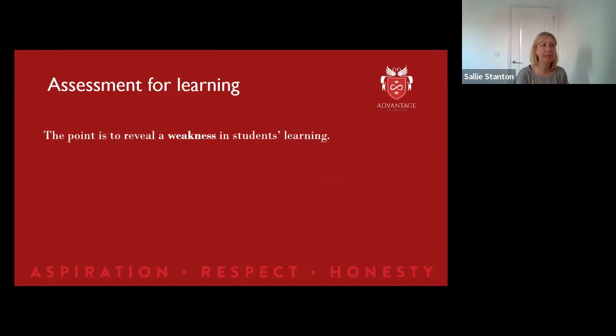So assessment for learning. The point of assessment for learning is to reveal a weakness in students' learning. It's not just different strategies, it's not just different timing, it's a whole different thinking about assessment. We're not trying to show what they can do so much as we're trying to expose what they can't do so that we can do something about it.